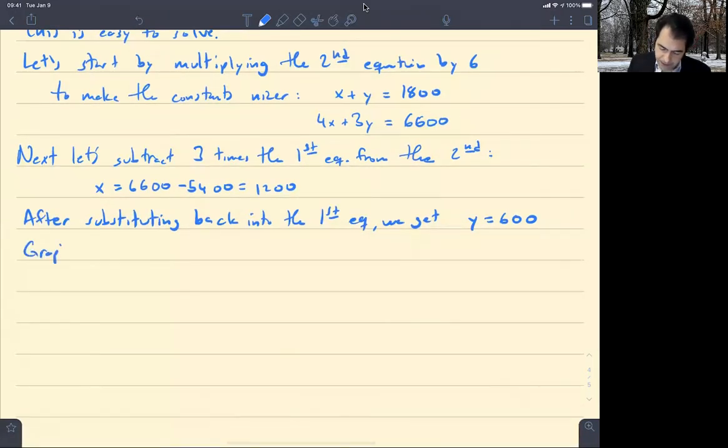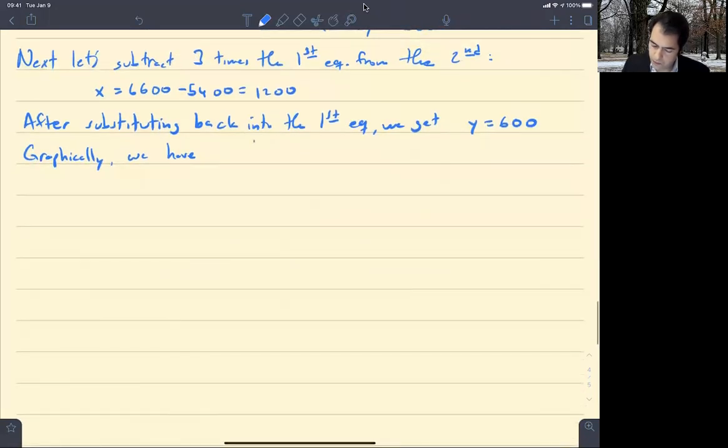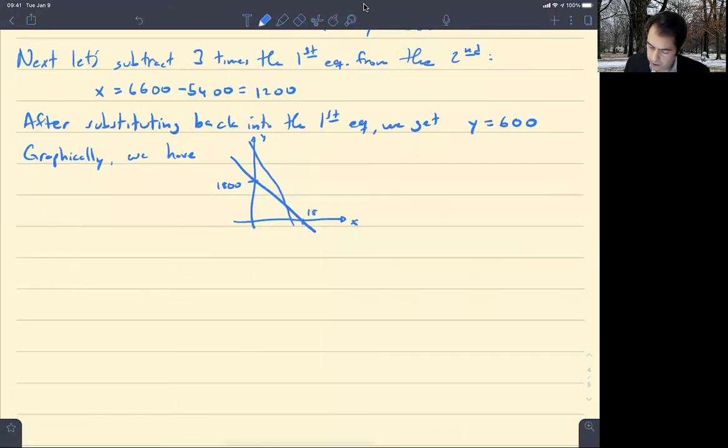Right, graphically, okay, so graphically, here's the x-axis and here's the y-axis. So we have, let's say this line is the first equation, solutions to the first equation. And then the second line is something like this. So this is the first equation. This is the second equation. Each represents solutions. And then the point where they cross is the solution.